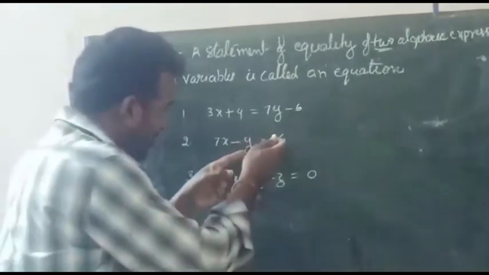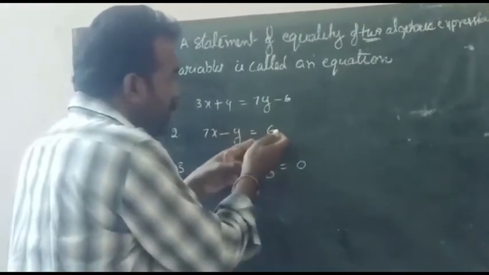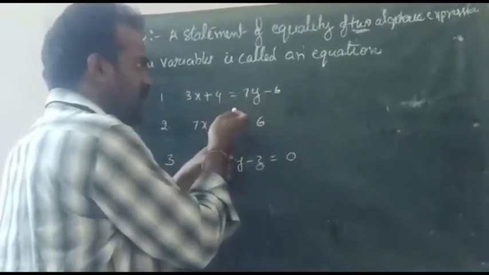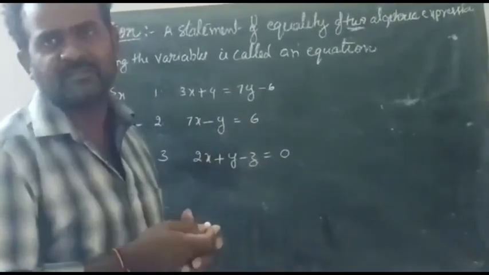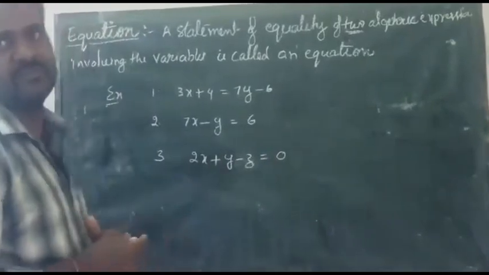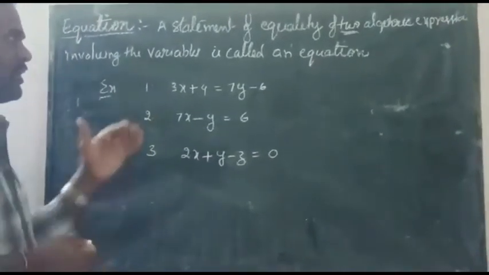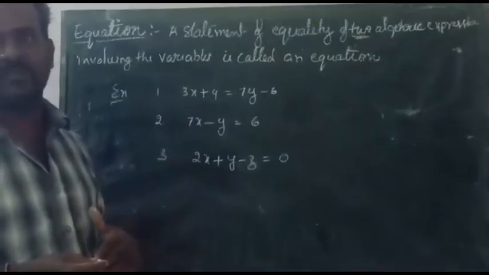Here, first of all, take 7x minus y is equal to 6. Taking this side, minus 6 is equal to 0. Like that only. We can take that value as a constant. So these are the examples.